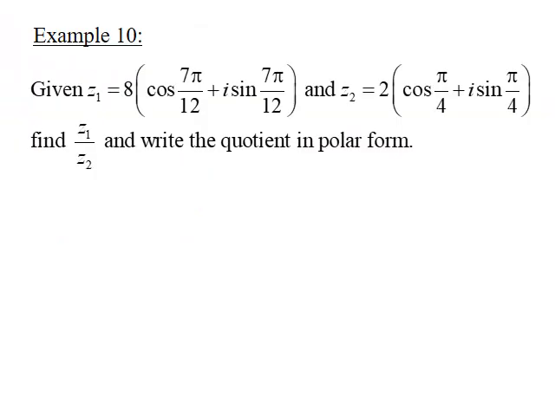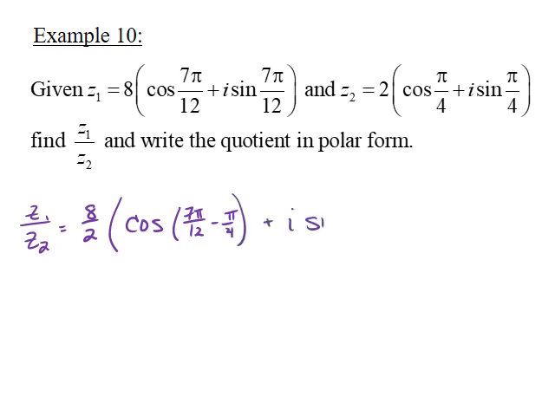Okay, in this example now we're going to find a quotient, and this is the only one in which we'll find the quotient, but it's very similar to the others. So if I want to find z1 divided by z2, I will divide the r's, so 8 divided by 2 times, then I will subtract the thetas. So it will be 7 pi over 12 minus pi over 4 in each of these arguments.